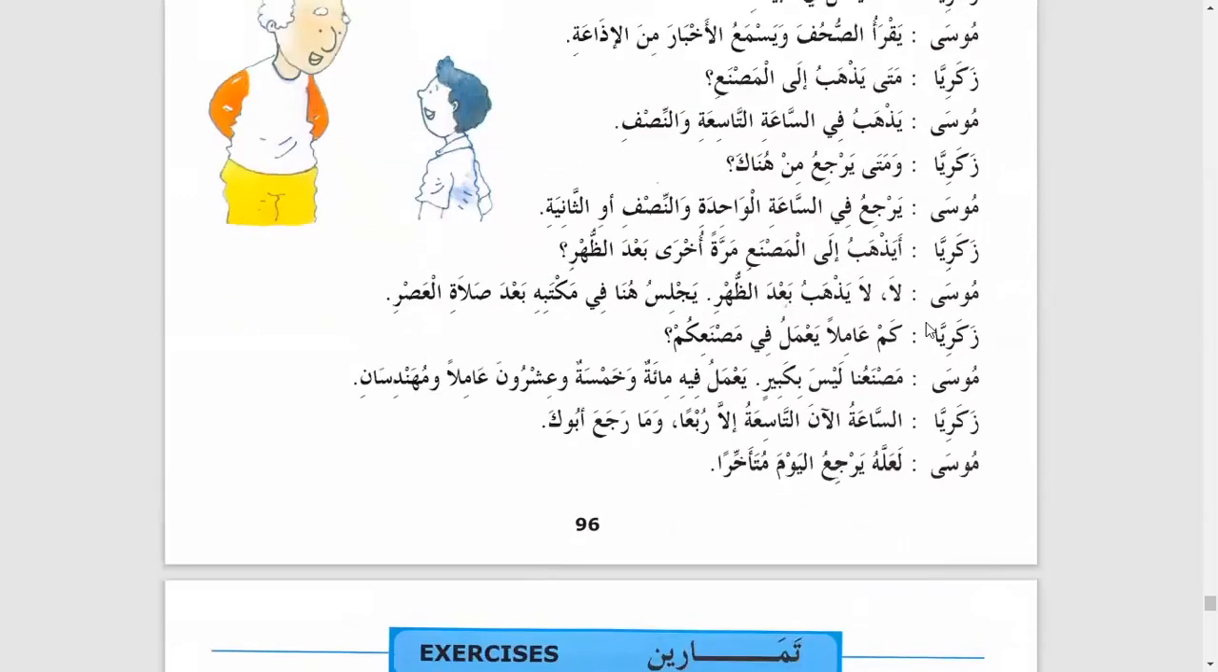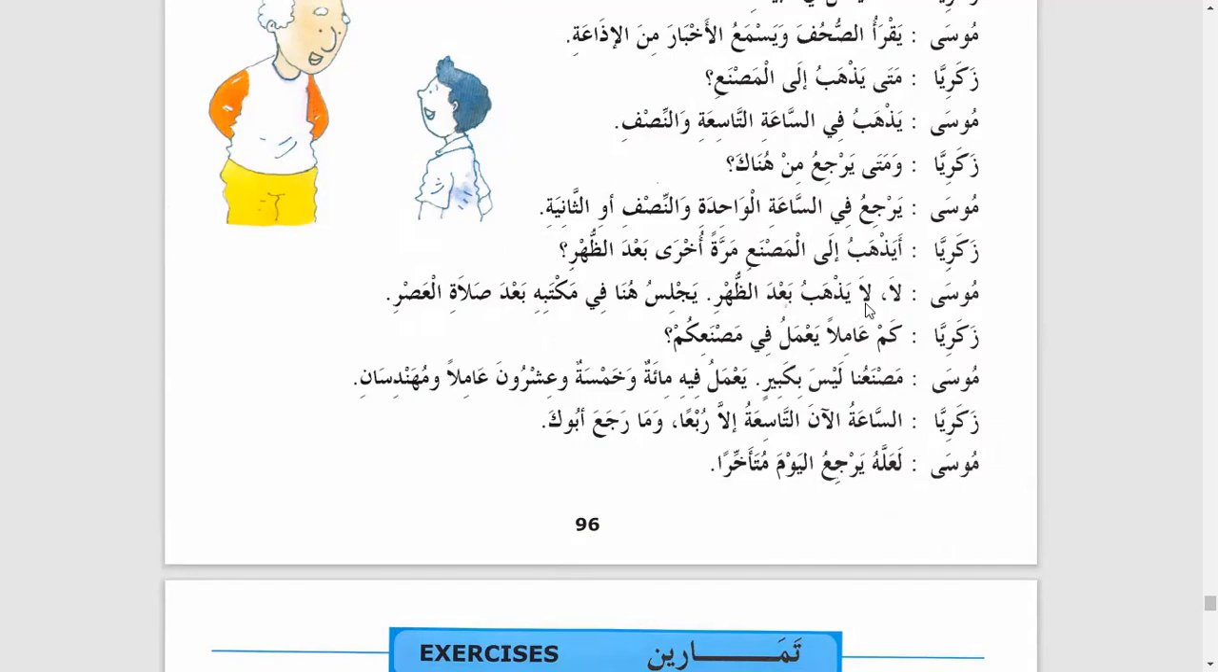Okay, Zakaria. أيذهب إلى المصنع مرة أخرى بعد الظهر؟ And does he go to the factory for the second time or again after Dhuhr prayer? So مرة أخرى means second time or again. مرة واحدة means first time. مرة أخرى means second time. So does he go to the factory again? Musa says لا يذهب بعد الظهر. No, he does not go after Dhuhr prayer or after Dhuhr.